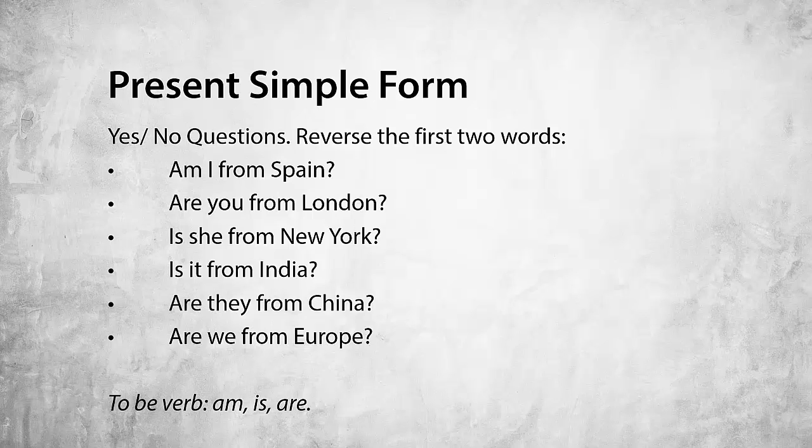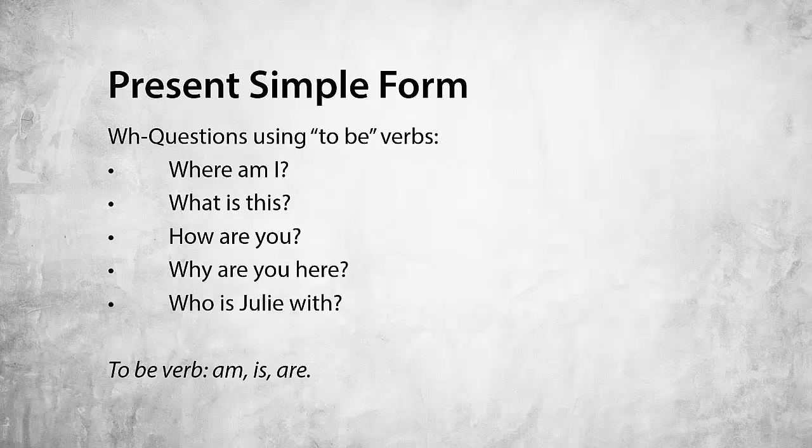Now let's form some WH questions. And all we are doing here is adding a WH word in the front. Where am I? What is this? How are you? Why are you here? Who is Julie with? Notice that I have just added the question word in front of the to be verb.